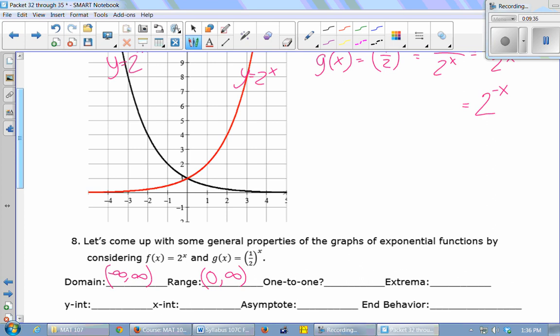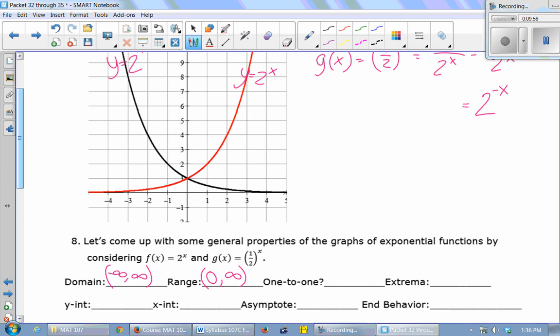Looking at these graphs individually, right? Like look at just the red graph. Is it 1 to 1? What is 1 to 1? Anybody? Yeah, its function. It is. That means its inverse is also a function. Yes. How can you tell?